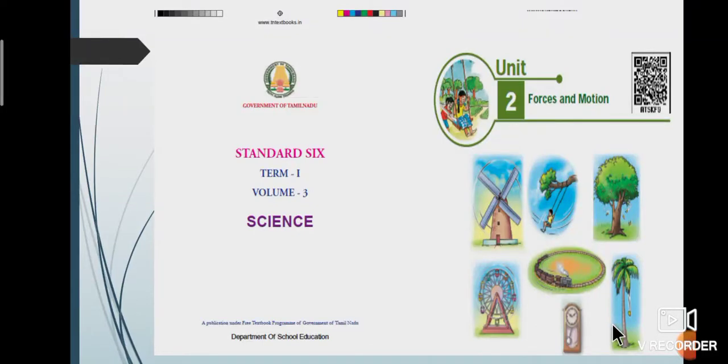Today we are going to see 6th standard science term 1, second lesson, forces and motion part 2. I hope you are going to take a notebook to write important points.